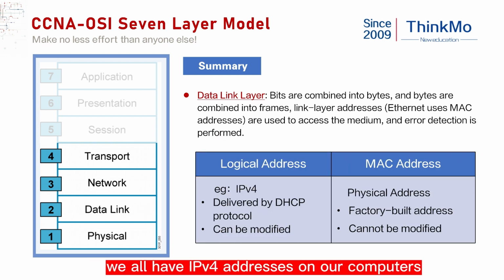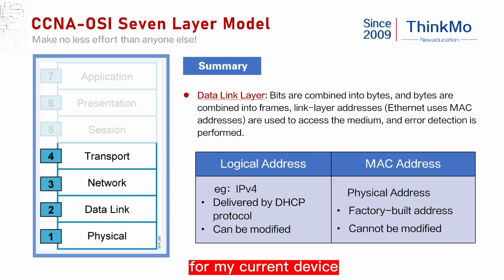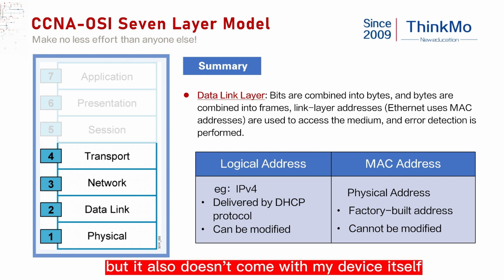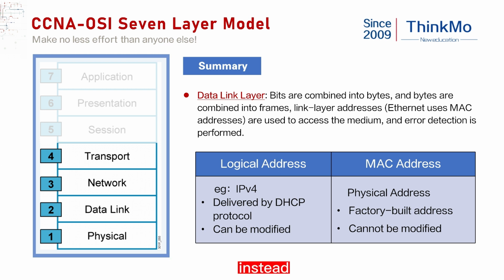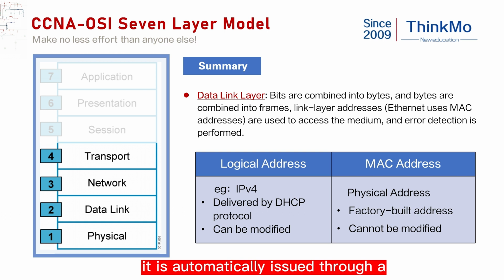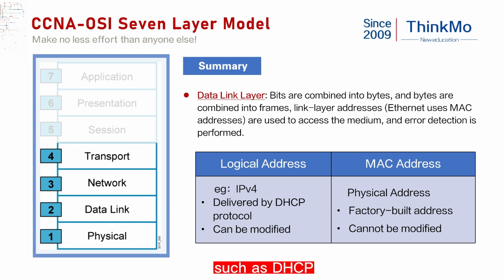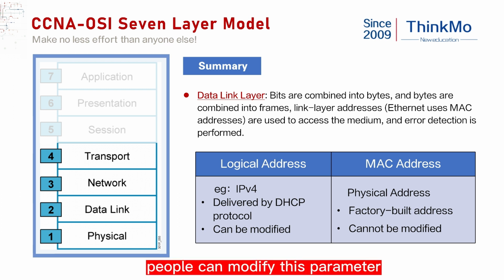We all have IPv4 addresses on our computers. For my current device, the IPv4 address is not assigned by me, but it also doesn't come with my device itself. Instead, it is automatically issued through a dynamic host configuration protocol, such as DHCP. It's called a logical address. It is modifiable. That is, people can modify this parameter.